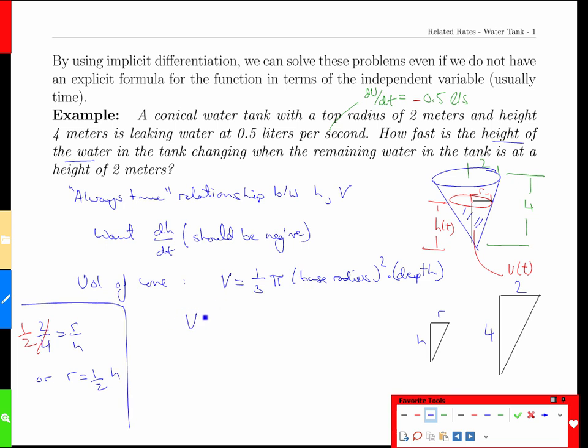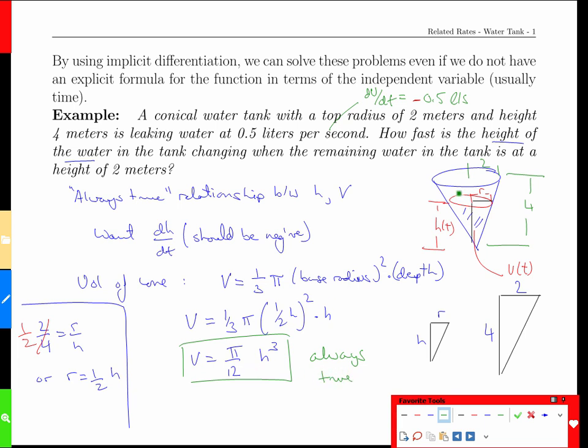So our volume is going to equal 1/3 pi the radius squared, (1/2 h) all squared, times the depth, which is h. And we can tidy that up a bit. A half squared is a quarter, times a third is 1/12. Let's bring the pi front. And we have an h squared times h. We will end up with h cubed. And the nice thing about this statement here is that it is always true. Regardless of how empty or full the water tank is, the volume of water in the tank will be related back to the depth of the water through this relationship here.